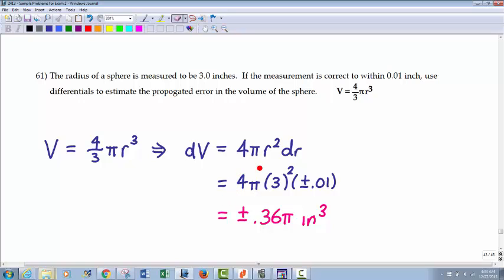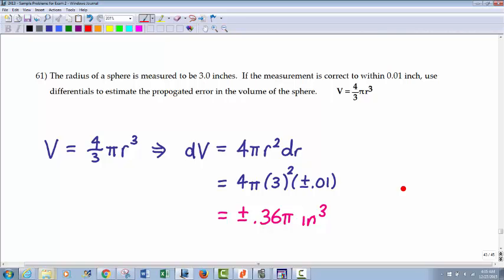Maybe it's possible a question might not actually have the plus or minus. That's okay too. So 3, then you put the plus and minus 0.01 right in there. Plug that right in there. There it is. Plus and minus 0.36 pi inches cubed.